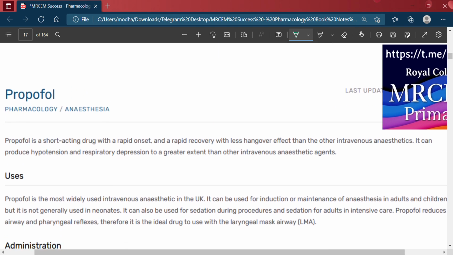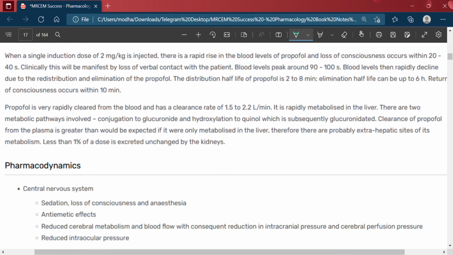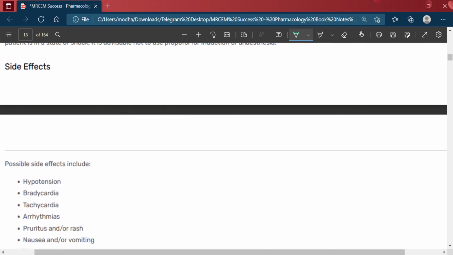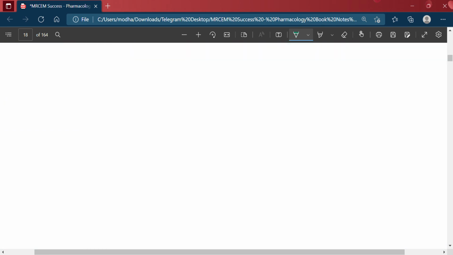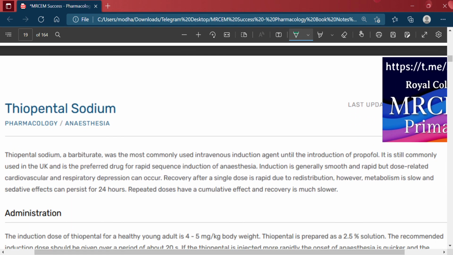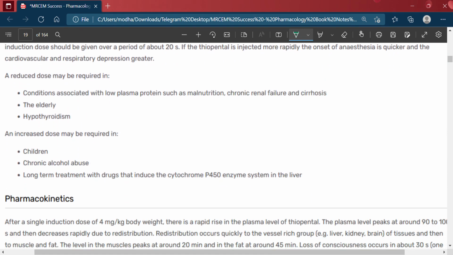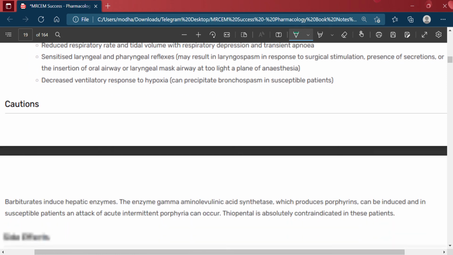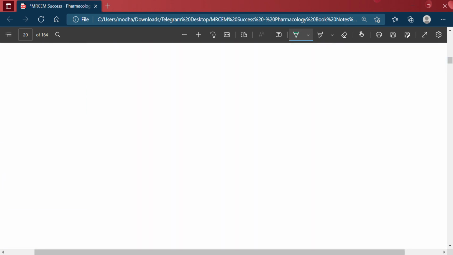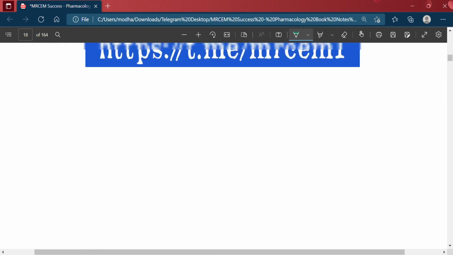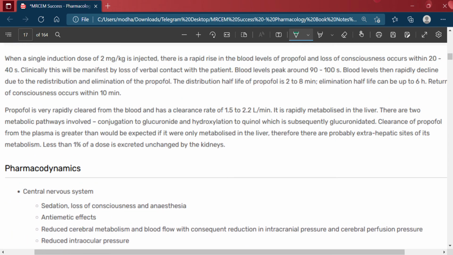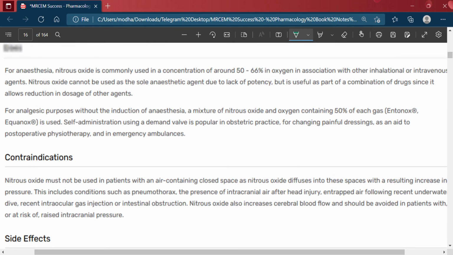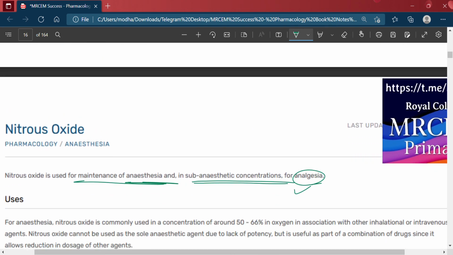Then we will see propofol, then thiopental sodium. These remain, and all of this we will see in the next lecture.